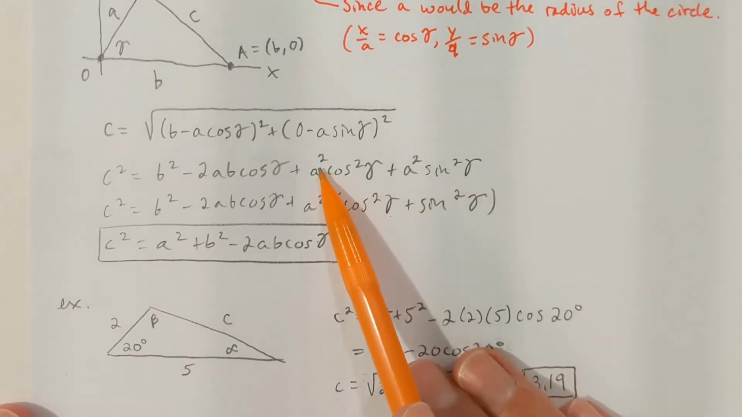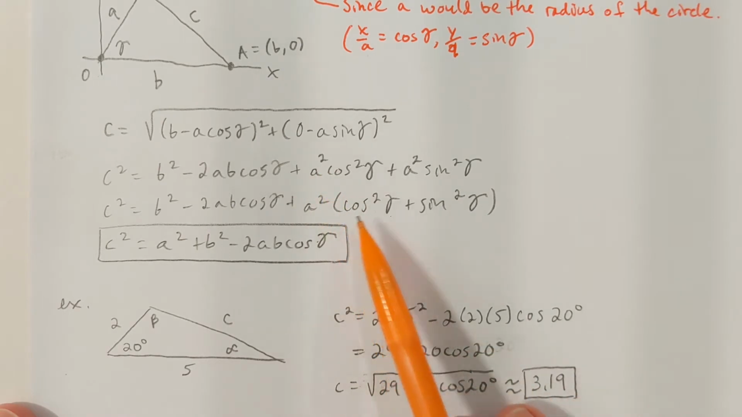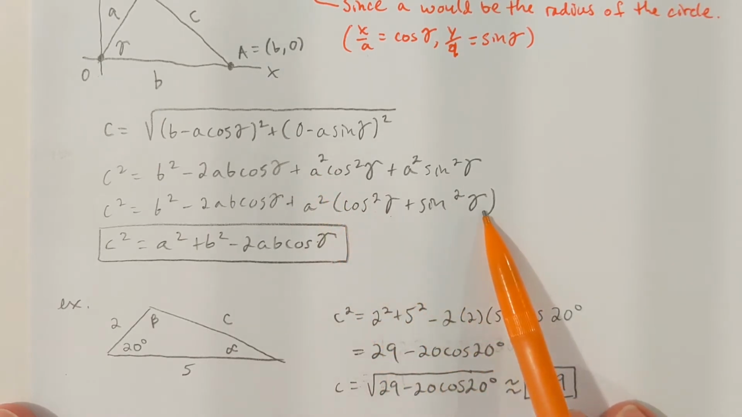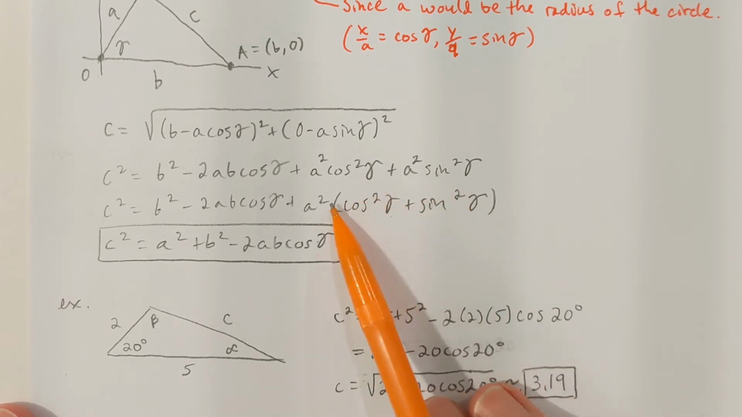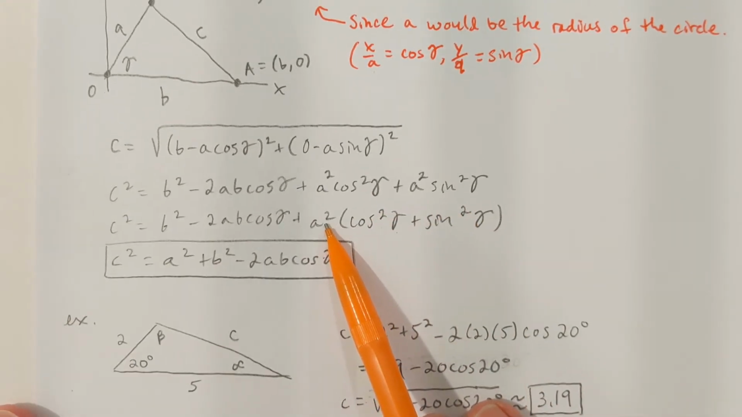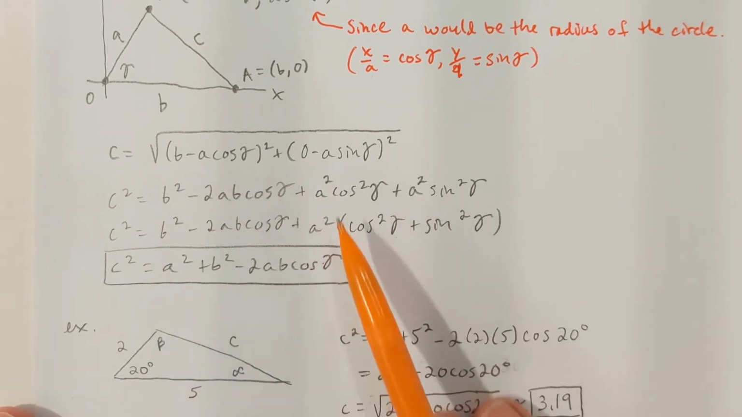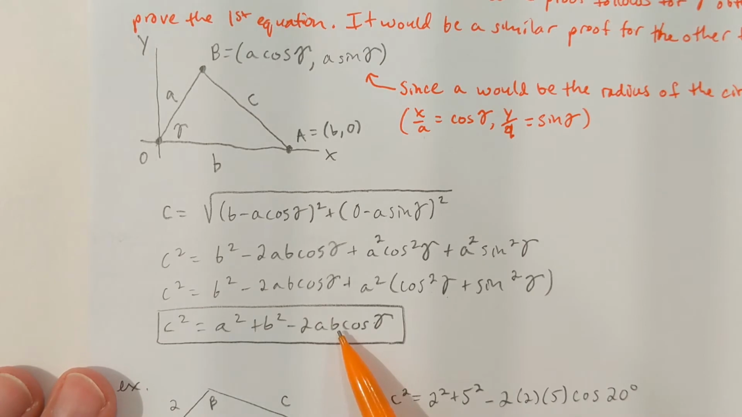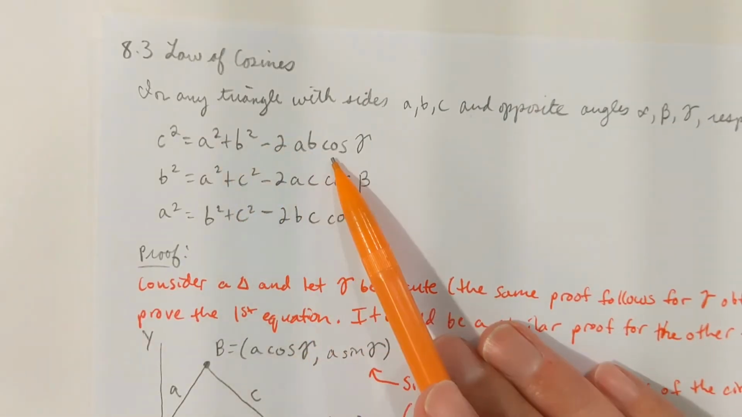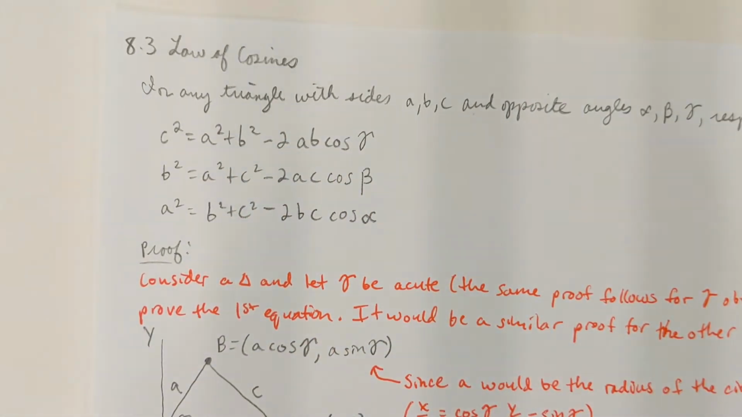If you factor out an A squared, that's going to leave you with cosine squared gamma plus sine squared gamma, which is 1, right? That's one of our Pythagorean identities. And, okay, you can move this term right in front or not, but at that point, you're pretty much done. Here's what I've circled. That's that first equation that I wanted to prove is true.